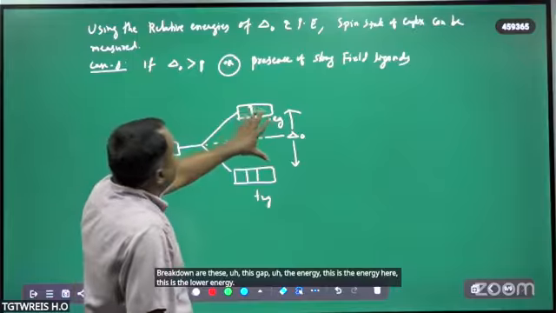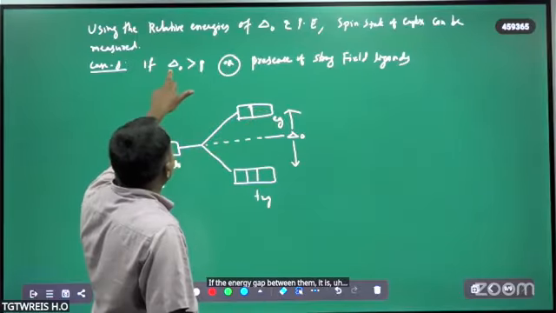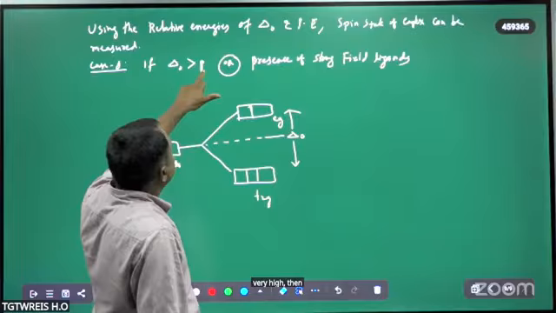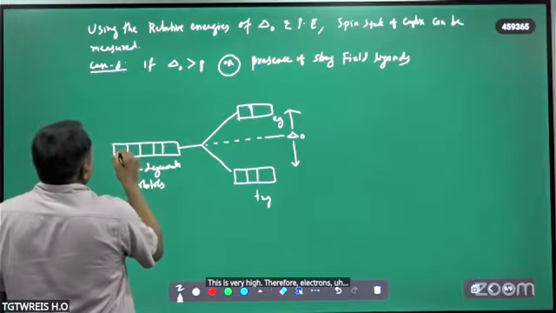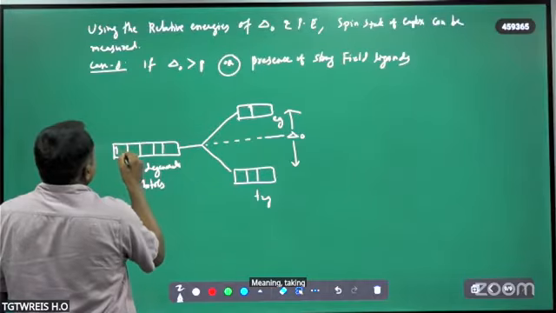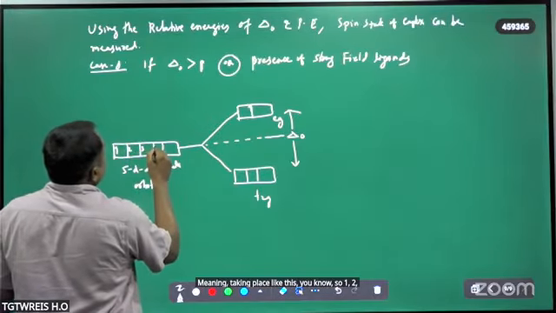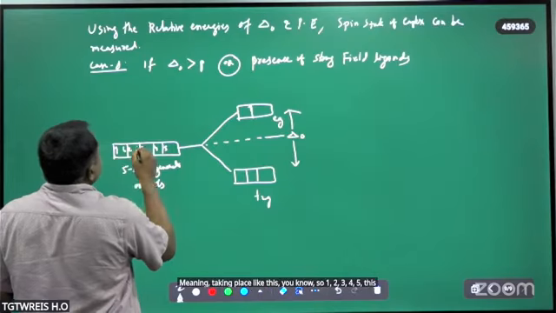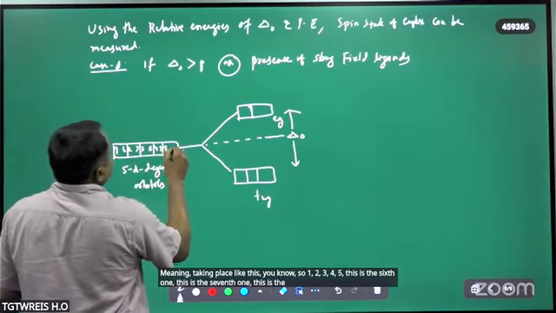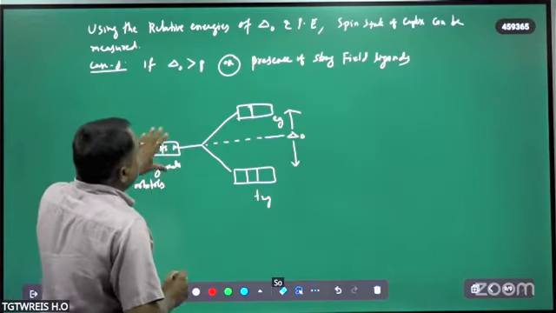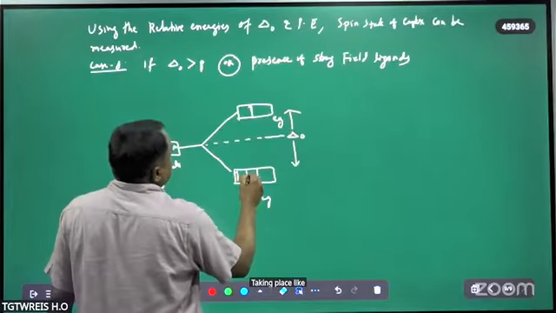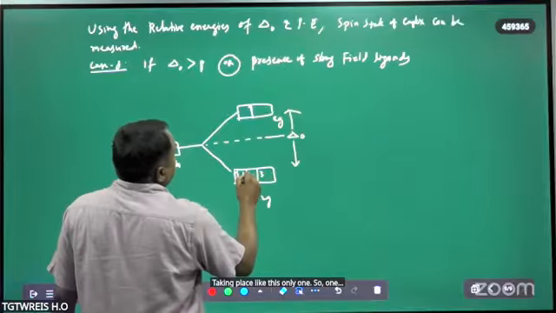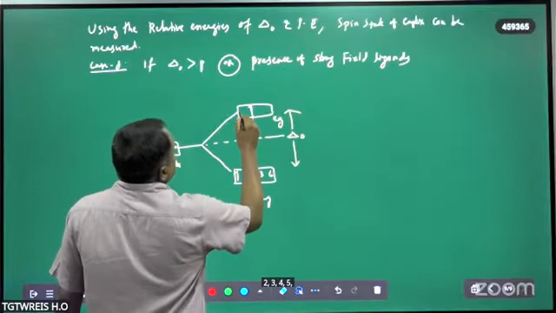If the energy gap between them is very high, then the pairing energy is comparatively low, therefore electron filling takes place like this only. So 1, 2, 3, 4, 5. This is the sixth one, this is the seventh one, this is the eighth, ninth, tenth. So these ten electrons fill like this only. So 1, 2, 3, 4, 5, 6, this is the 7.